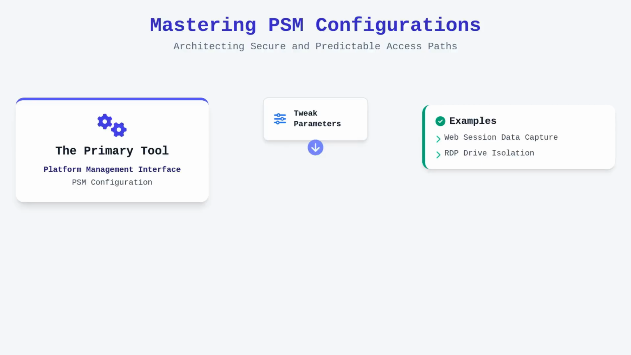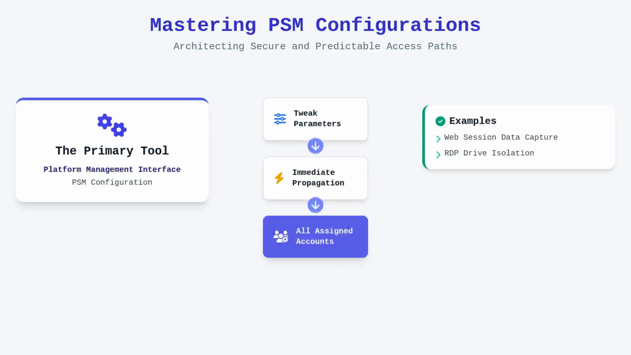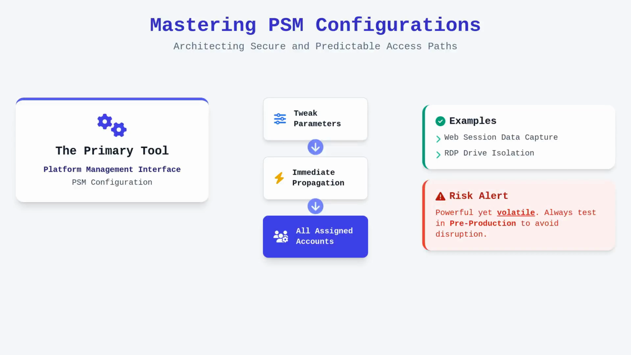Every change you make to a connection component parameter immediately propagates to all accounts assigned to that platform, which makes this a very powerful yet potentially volatile lever. Always test your configuration changes in a pre-production environment to avoid disrupting legitimate administrative workflows.